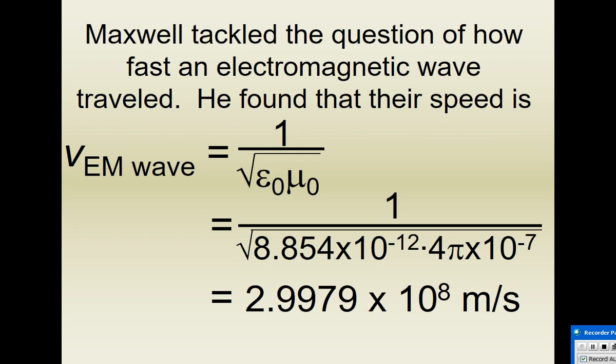Notice that the equation that Maxwell generated is surprisingly simple, and it involves the constants that we've seen before. Epsilon naught, the permittivity of free space, mu naught, the permeability of free space. And we see that the speed is simply 1 over the square root of epsilon naught times mu naught. After all of those calculations, and believe me, the calculations are quite horrible, Maxwell came up with a very simple expression and came up with this value of 2.9979 times 10 to the 8 meters per second.